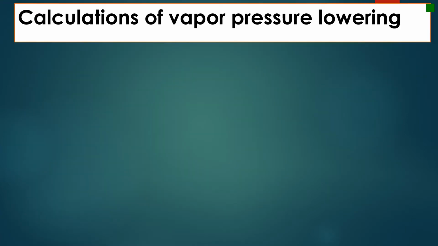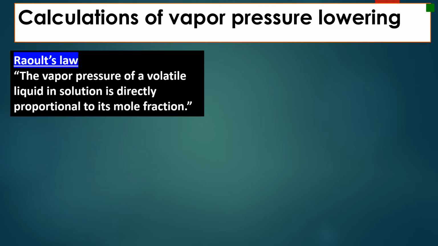To calculate the vapor pressure lowering, we use Raoult's law. François-Marie Raoult is a French chemist who studied the behavior of different solutions and came up with a law that can be used to determine the molecular mass of different substances that are dissolved in the solution. It states that the vapor pressure of a volatile liquid in a solution is directly proportional to its mole fraction.